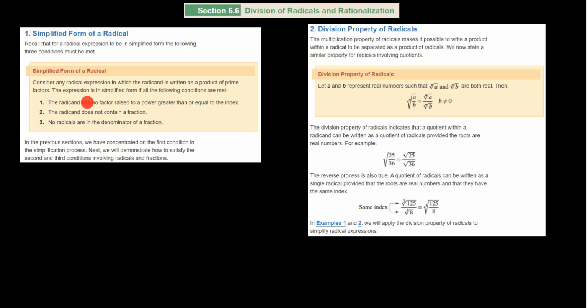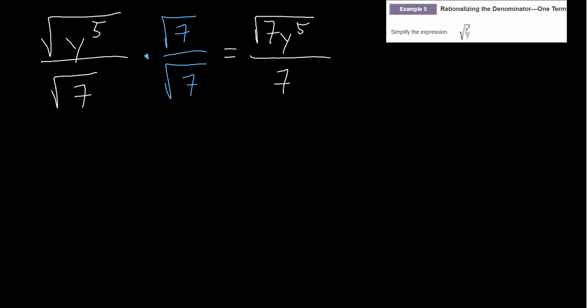The radicand has no factor raised to a power greater than or equal to the index. The index is 2, and this is raised to the 5th. I can solve that really quickly. Let's put this in 2 steps. This will turn into the square root of 7y to the 4th times y, over 7.